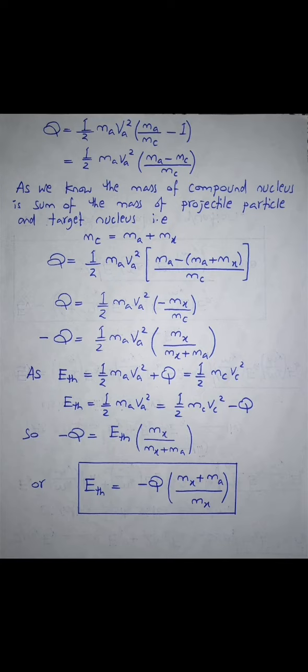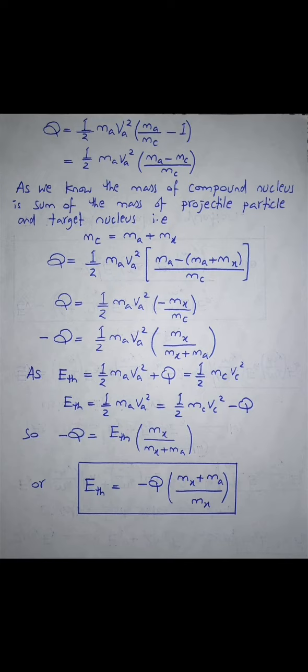As we know, the mass of the compound nucleus is the sum of the masses of the projectile particle and the target nucleus, so we can say that mc is equal to ma plus mx. By putting this value in the above relation, we get Q equals 1 divided by 2 ma va square into minus mx divided by mc. Again putting the value of mc in the above relation, we get minus Q equals 1 by 2 ma va square into mx divided by (mx plus ma).